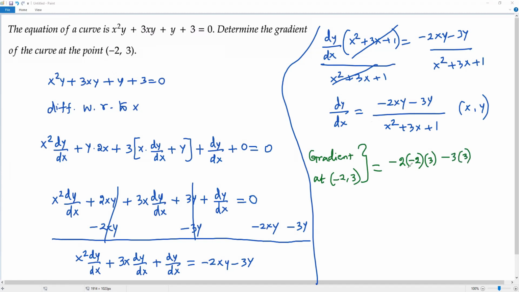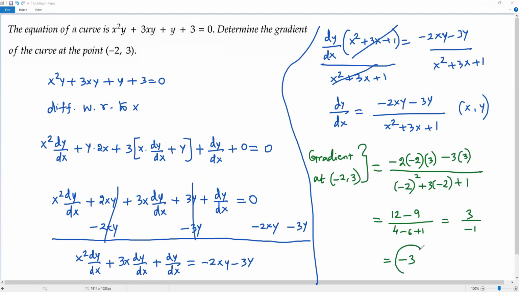Negative 3 times 3, divided by, for x² we plug in negative 2, so x² becomes (-2)², positive 3 times negative 2, positive 1. Here -2 times -2 is positive 4, 4 times 3 is 12, and here we have negative 9, and here we have 4 negative 6 positive 1. Here 12 minus 9 is 3. And here, when I simplify this one, I am getting negative 1. 3 divided by negative 1 is negative 3. Here I got the gradient of the given curve at the point (-2, 3), that is negative 3.